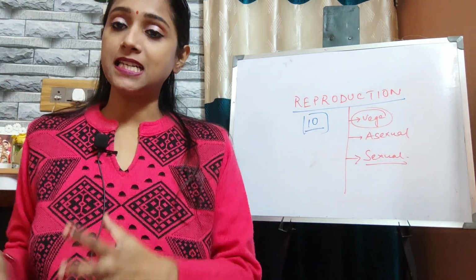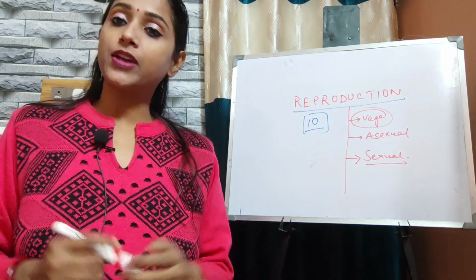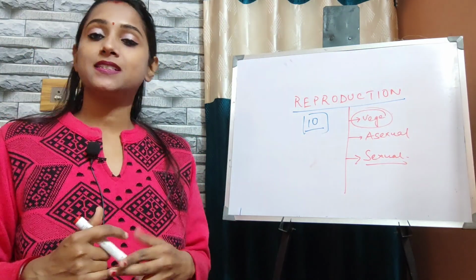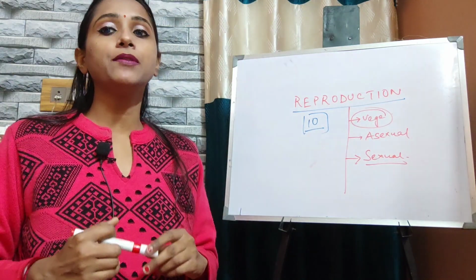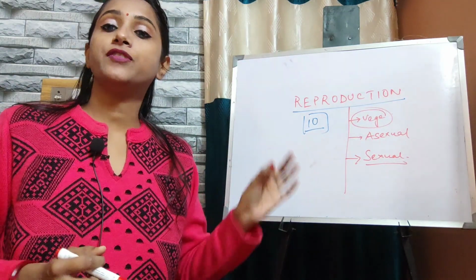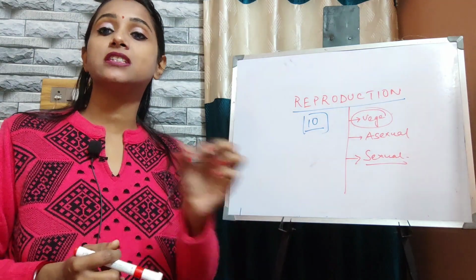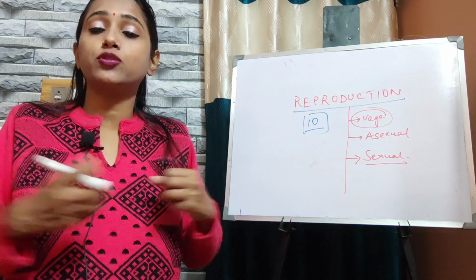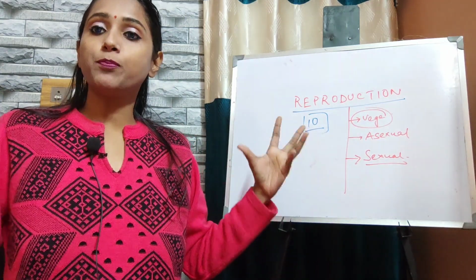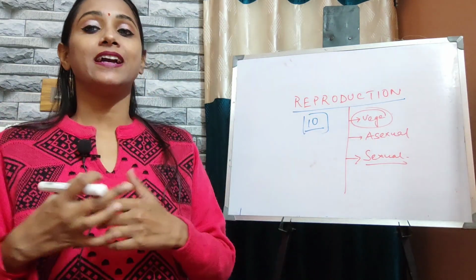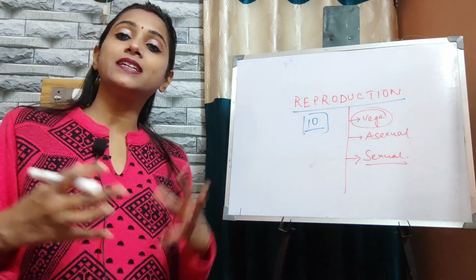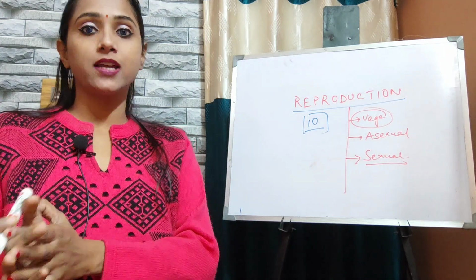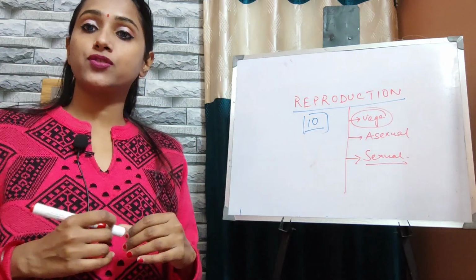But in certain cases we can see that reproduction takes place from the vegetative part as well, in plants. That type of reproduction is termed vegetative reproduction, or we can say vegetative propagation. Now what is propagation? Propagation means to propagate, to multiply, to spread. So propagation and reproduction are kind of similar terms, so it is used in place of reproduction, that is vegetative propagation. Am I clear?